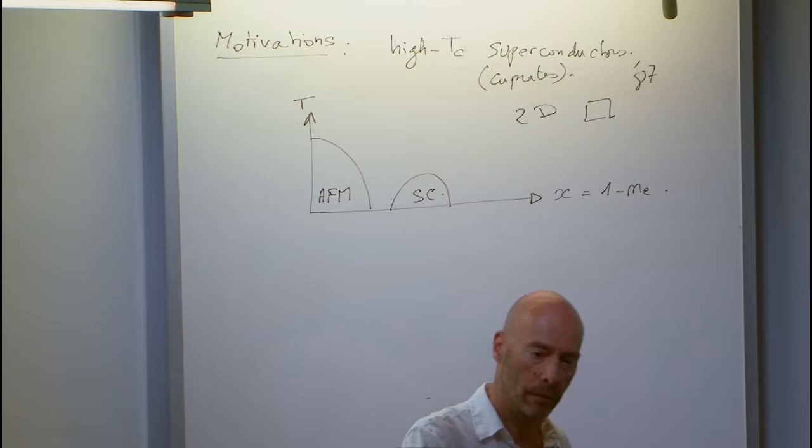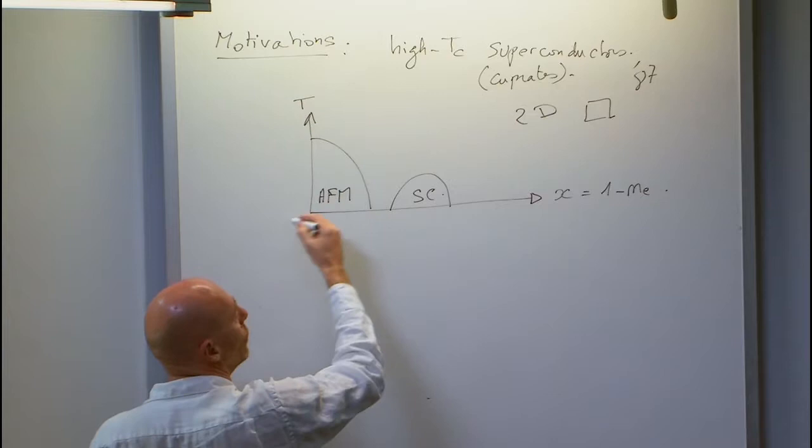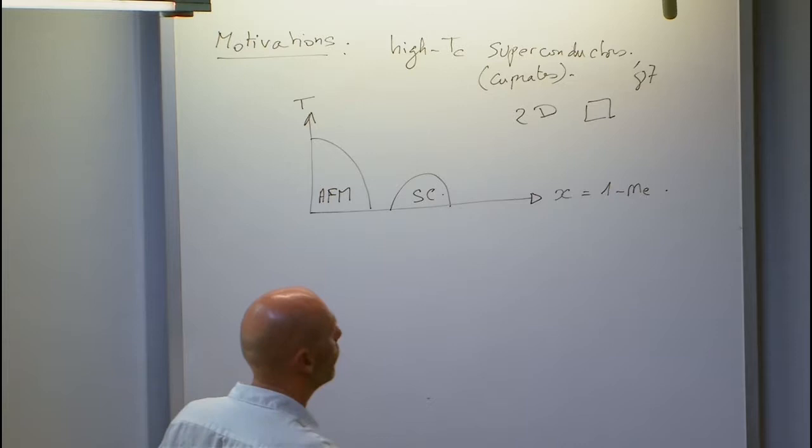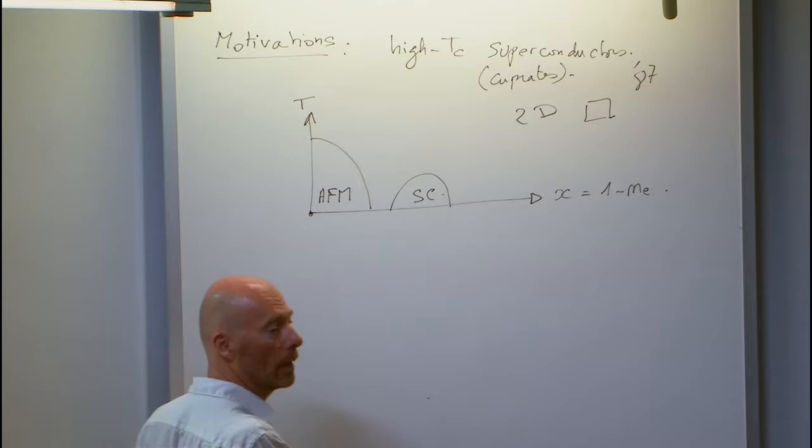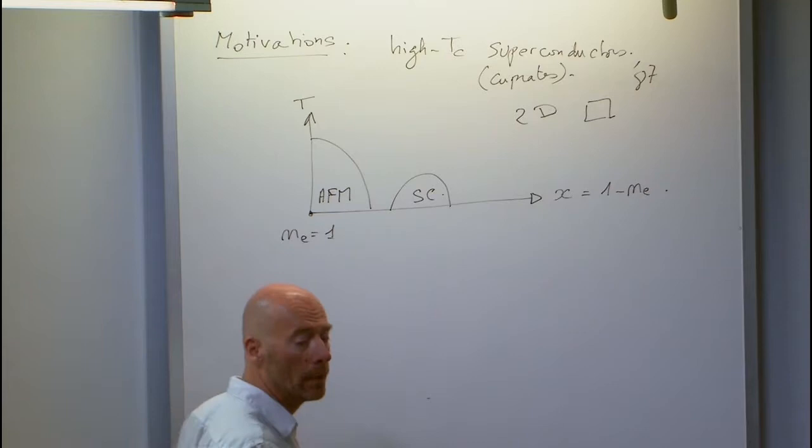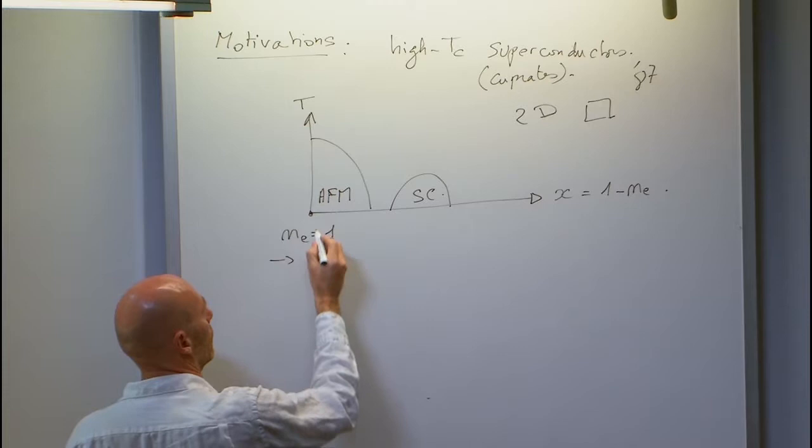And the phase diagram is the following. So we have temperature, and we have some axis, which is the stoichiometry of the material, which corresponds to the doping of a Mott insulator. So x equals 0 corresponds to a Mott insulator, which means I have one particle per site on average. And at this point, I have only spin degrees of freedom in the problem.